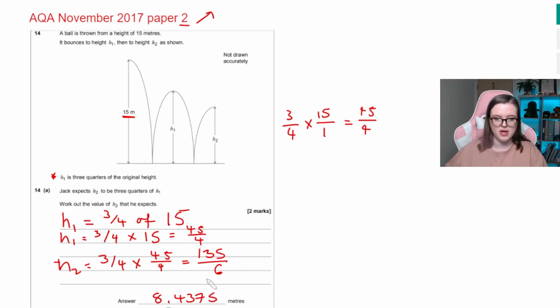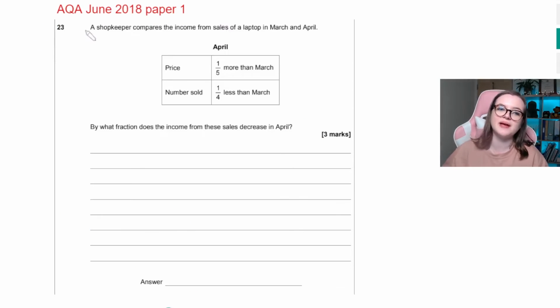8.437. But if you put this on there, that would also be absolutely fine, this fraction here. And there we are. That will be 2 marks. Okay, next up then, we've got an AQA paper from June 2018. It's the paper 1, which is the non-calculator paper. Question 23 now, so we're really getting near the end of the higher paper at this point.